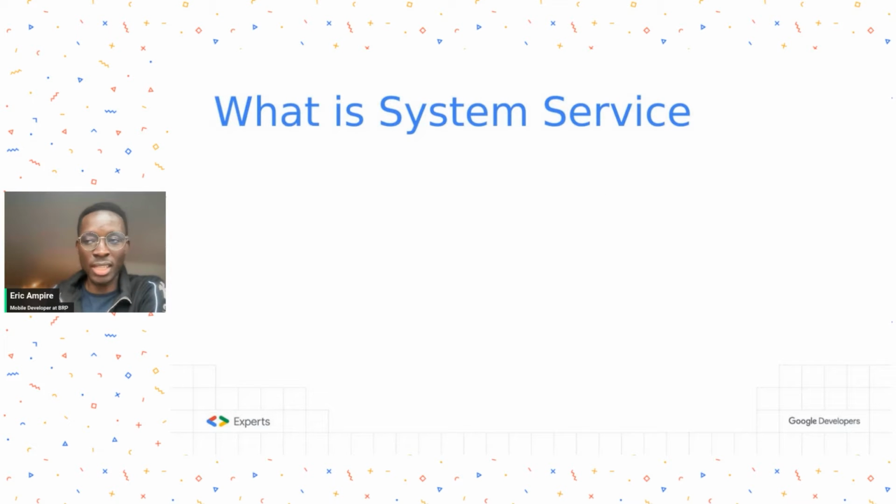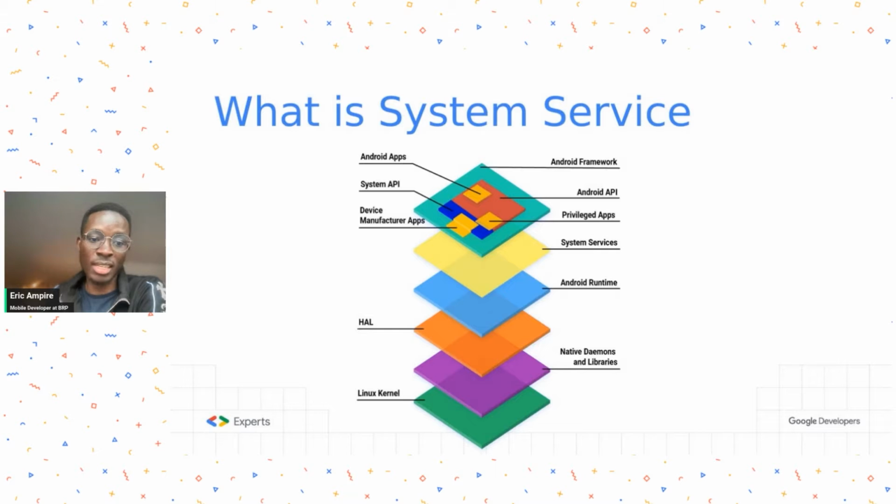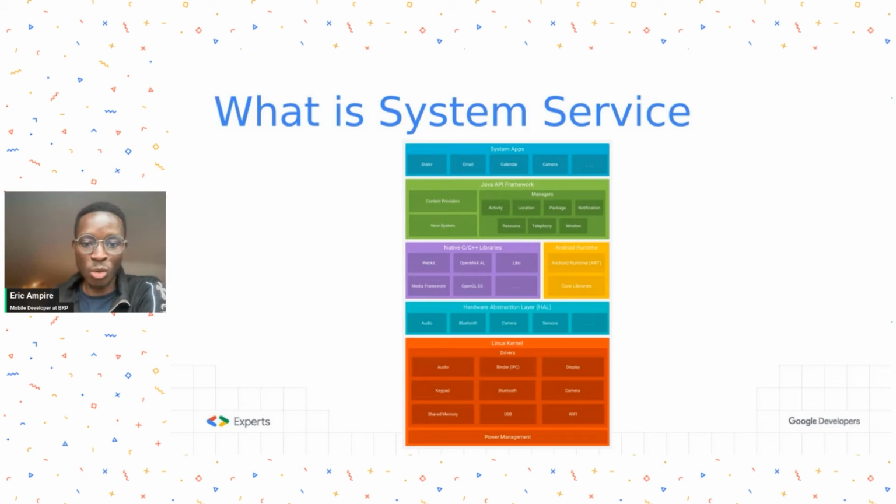So what is basically a system service? In order to understand what system services are exactly, it's important to have a quick overview of the Android architecture. Most of the time when you visit the Android official documentation, you can find a diagram that explains the different layers of the Android operating system. And the most popular one is this one.